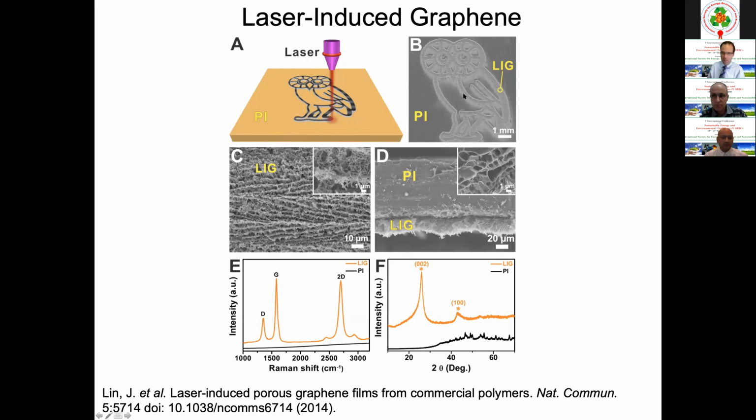So this is just a picture. This is what it looks like on the SEM, so you can make different patterns. This is a zoomed in pattern, so it's a porous material, porous carbon material. And you can see down here with the Raman and the XRD that it's got the typical D, G and 2D peaks of graphene.